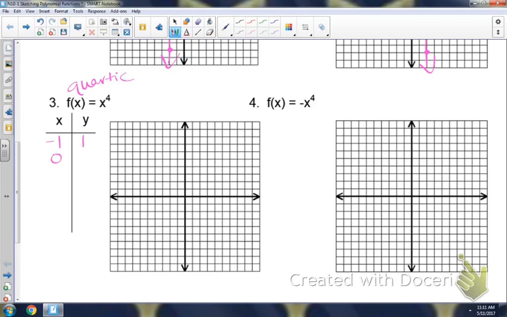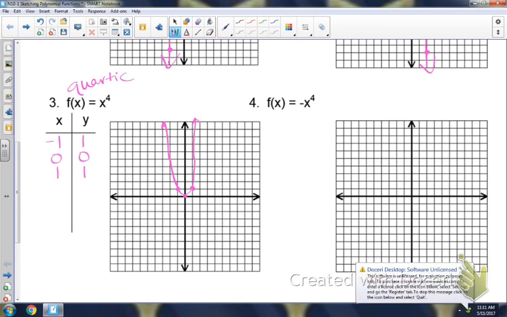Plugging in 0, 0 to the 4th is 0, 1 to the 4th is 1, 2 to the 4th is 16, so we're not able to plot that. So these are the only ones that we're able to plot. So notice that it's a parabola. Okay? Alright, so the -x to the 4th, we would have 0, 0, -1, -1, 1, -1. And there's our graph. It opens down.